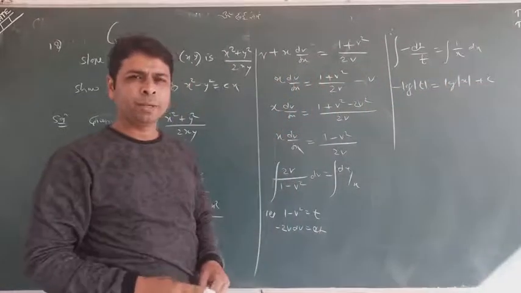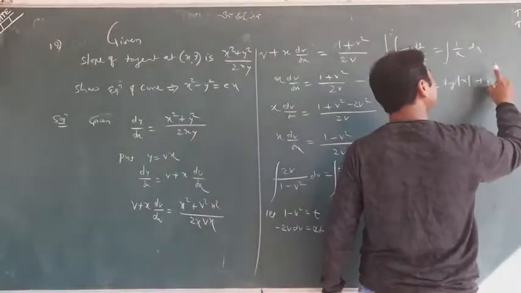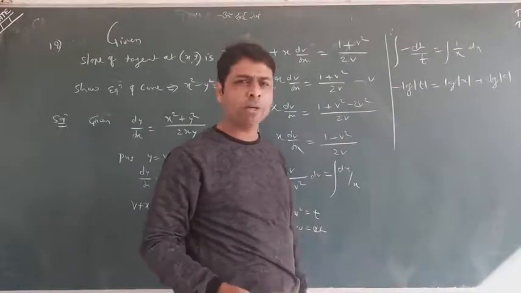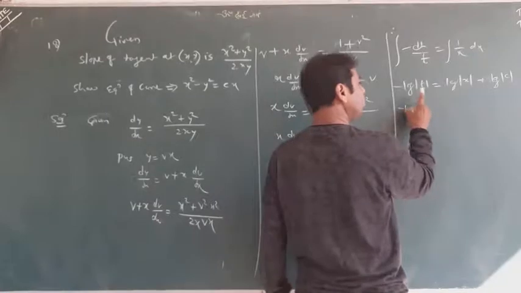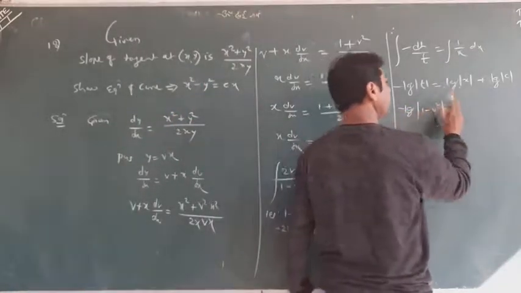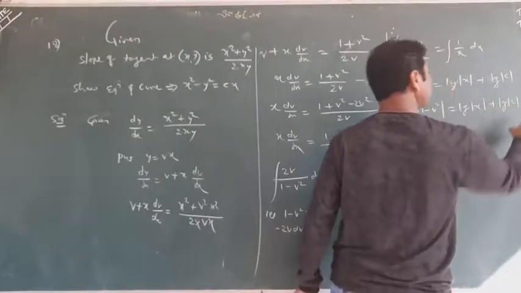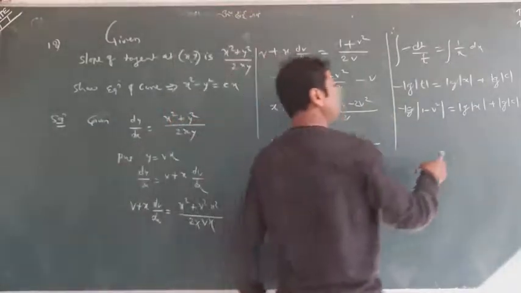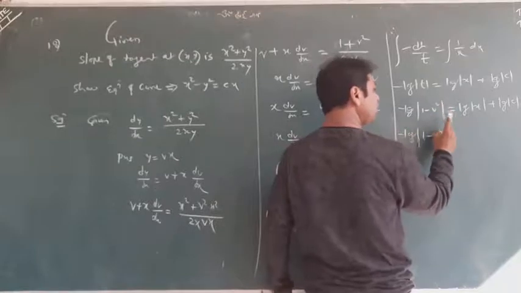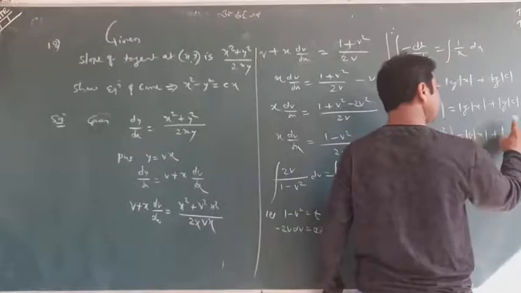This has come. What will I do now? I need this answer. I just want to write that c is log c. Why? Because all the terms except this are log. So okay, we write it as log. Now put t, what was t? 1 minus v square. So minus log of 1 minus v square is equal to log x plus log c. Now first of all, instead of v I put y square upon x square, so 1 minus y square upon x square is equal to log x plus log c.